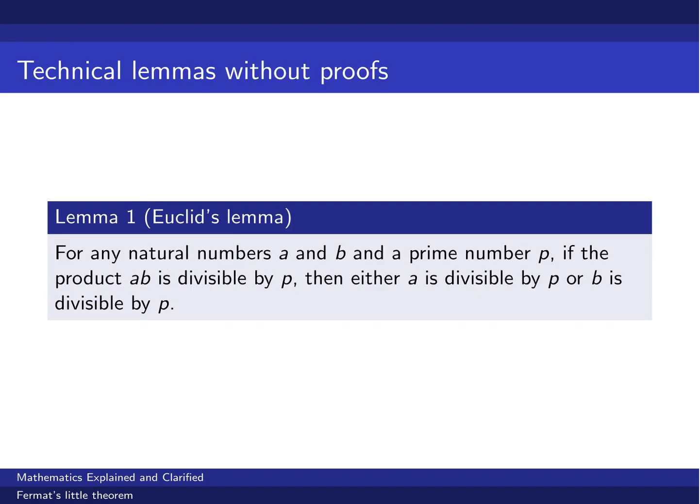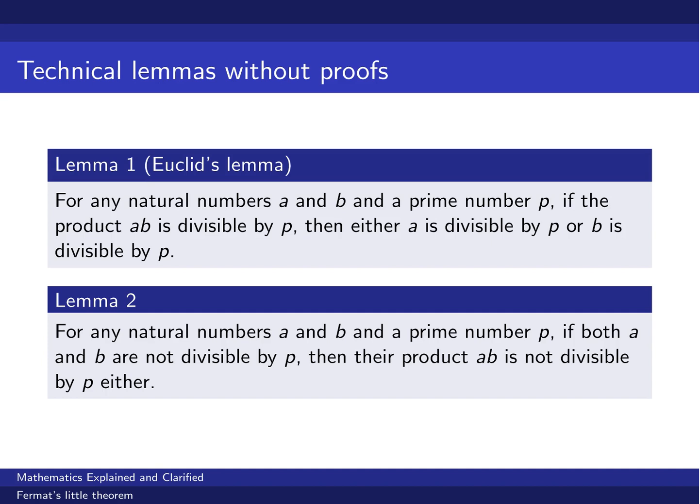So we are going to use several technical lemmas that we are going to first give without proofs. The first lemma is also known as Euclid's lemma. It says that for any natural numbers a and b and the prime number p, if the product ab is divisible by p, then either a is divisible by p or b is divisible by p.